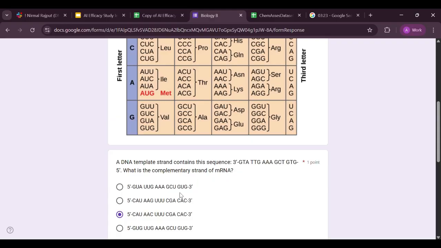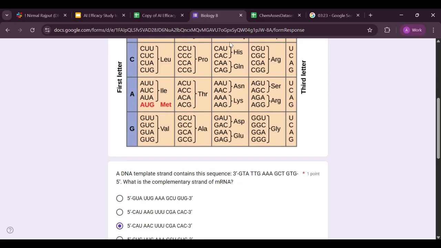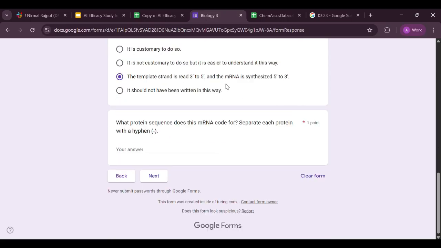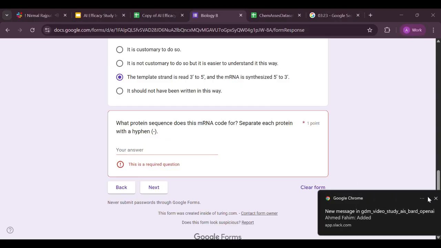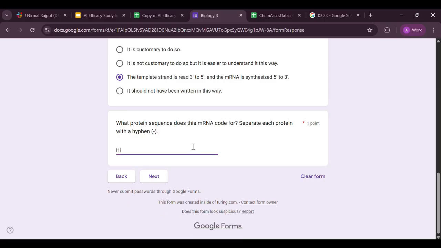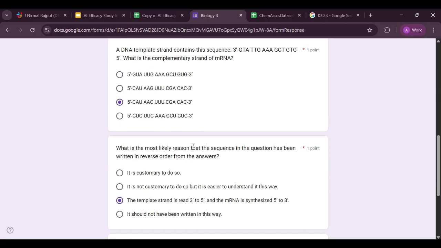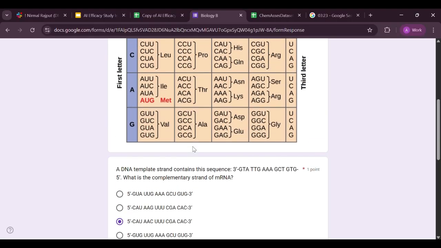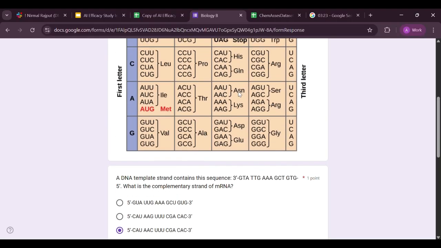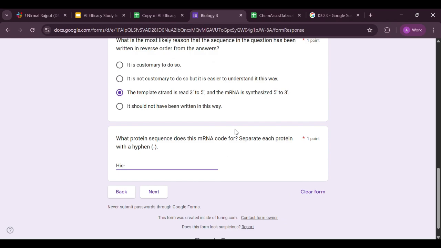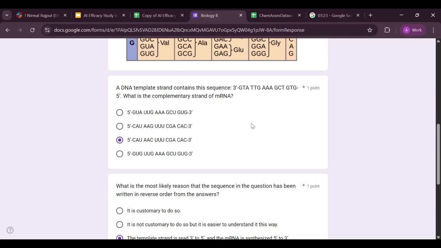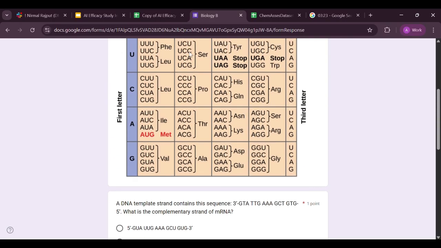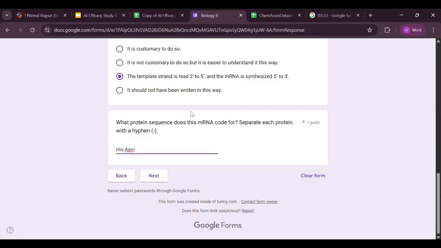So we can see that CAU is histidine, so I will write histidine, hyphen. AAC. Where is AAC? AAC is over here. It is ASN. Let's write ASN over here, followed by UUU. UUU is PHE. I will write PHE.